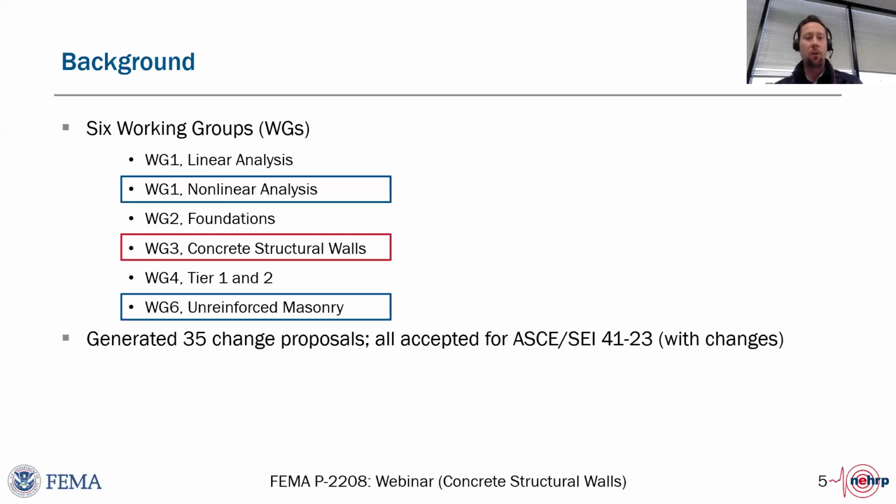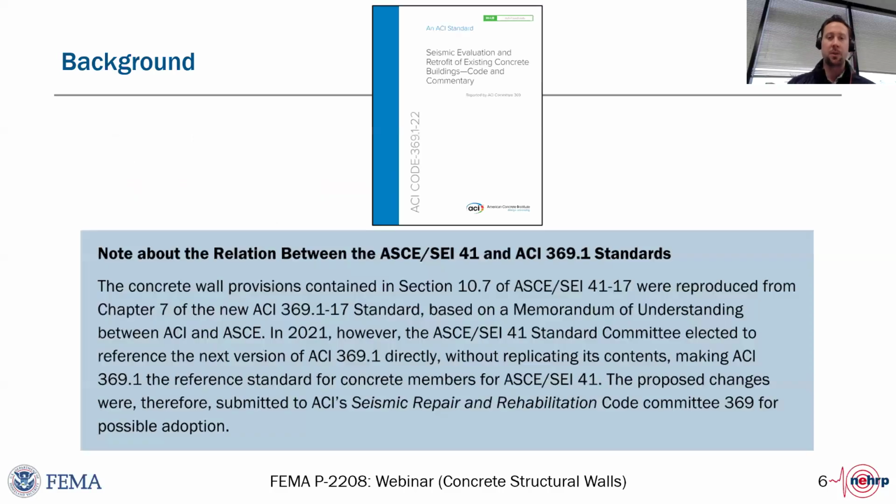And as I sort of alluded to already, there are a lot of proposals generated out of this project. It looks like in total we counted 35, and they were really all accepted through the ASCE 41 consensus process, granted with some changes, but it was a great success in developing technical background that really influenced the progress of the standard.